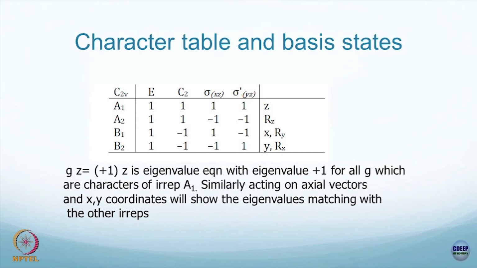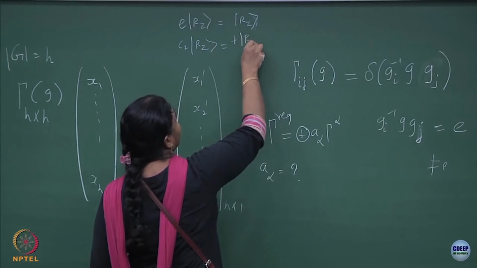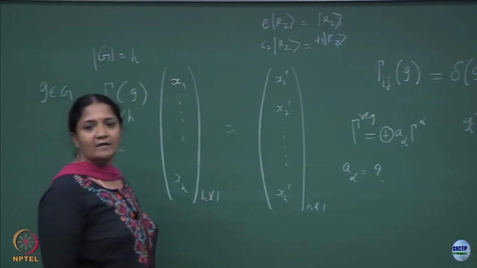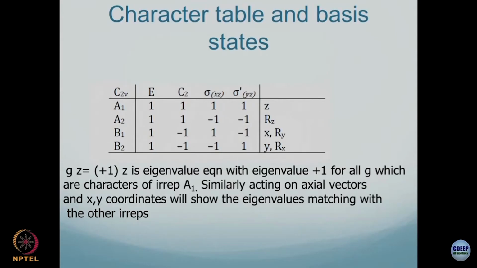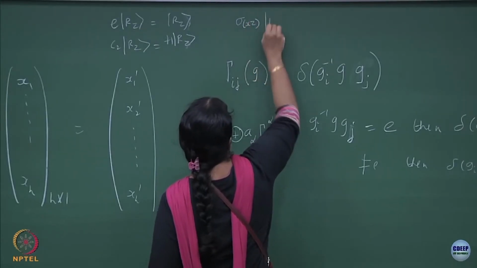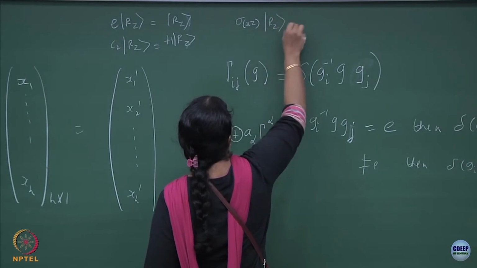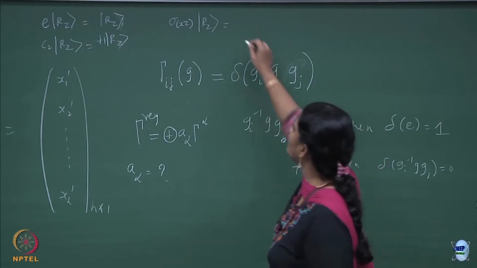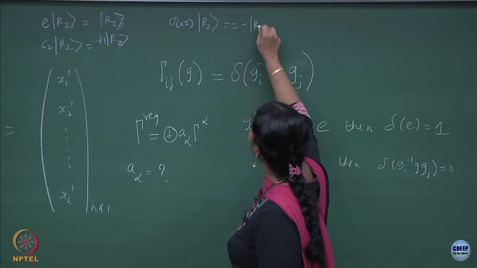If you operate C2 on the axial vector, what happens? X will change sign, y will change sign. So, the axial vector will not change sign, +1 times this axial vector. And if you do sigma xz on the axial vector, what happens? Y will change sign. So, it will go to minus of Rz.